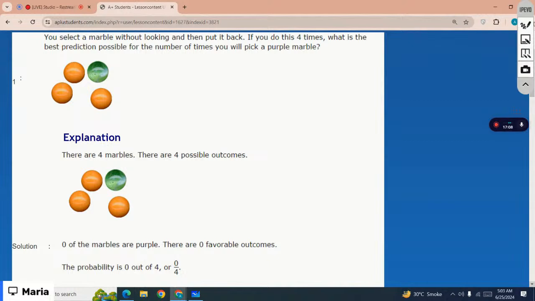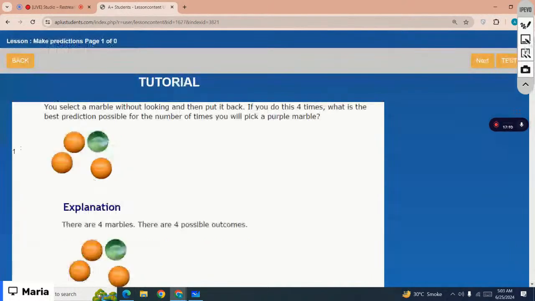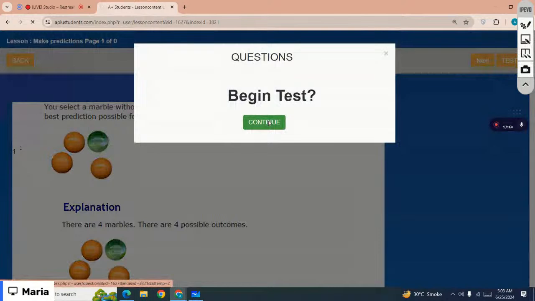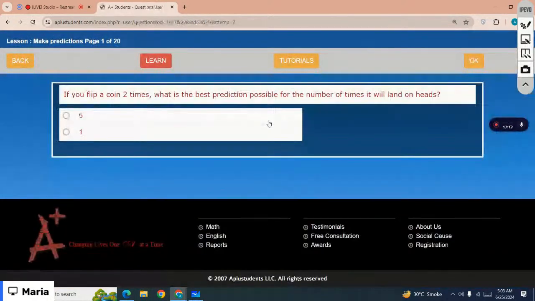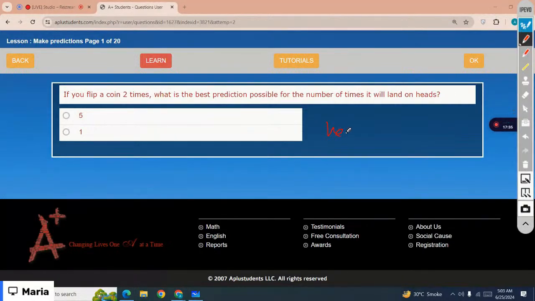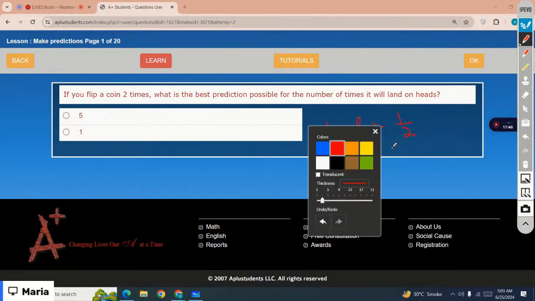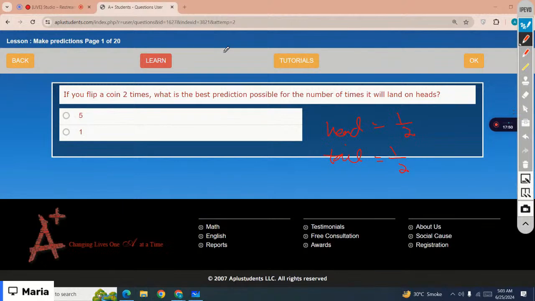Start with the test questions. If you flip a coin 2 times, what is the best prediction possible for the number of times it will land on heads? So, which is the correct option? When you flip a coin, you have 2 options. Either it will land on head or it will land on tail, right? So, you have a total of 2 outcomes. 1 out of 2 is the chance to get head, and 1 out of 2 is the chance to get the tail. Got it?